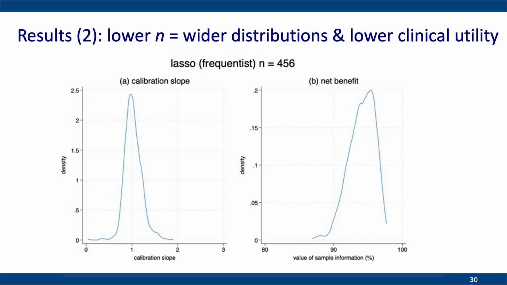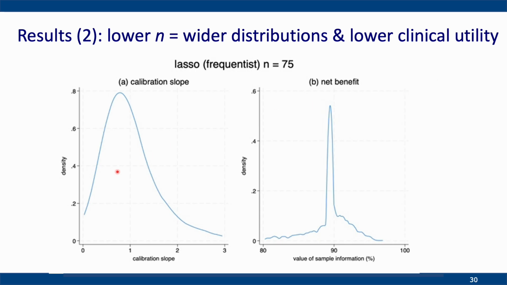The second key result is that, like I said, lower sample sizes lead to wider distributions and lower clinical utility. So these are the results that I've just shown you for 456 sample size. Let's just see what happens if we, for example, said, oh, actually, I'm going to develop a model with 75 people.